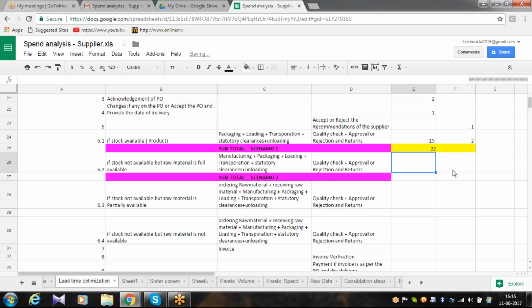Now here again I'll put the same 2 days, and here the manufacturing time is extra. So I'll take 7 days of manufacturing time. 5 days I put. So now 22 plus 5, 27 here.